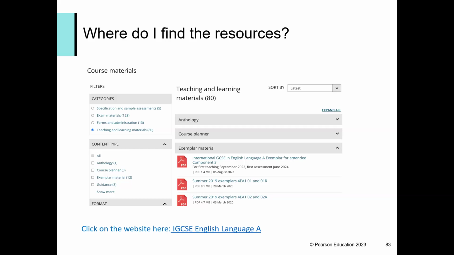We can see here a screenshot of the page from the website, where there are the specification and the sample assessment materials. We're looking at specification 6, sample assessment materials 3, and exam materials. Just a reminder that there's the main paper, which is 01, and where it says exemplar material, 01R, which is the regional paper. They are of the same standard, they're just regional because of the time zones.